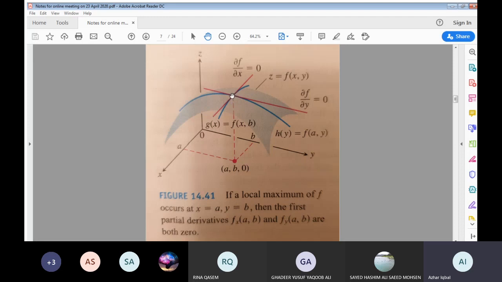So this is the geometrical meaning of the connection between finding the local maxima or minima and the vanishing of the two partial derivatives.